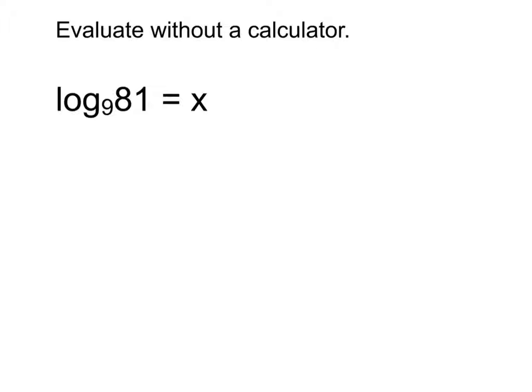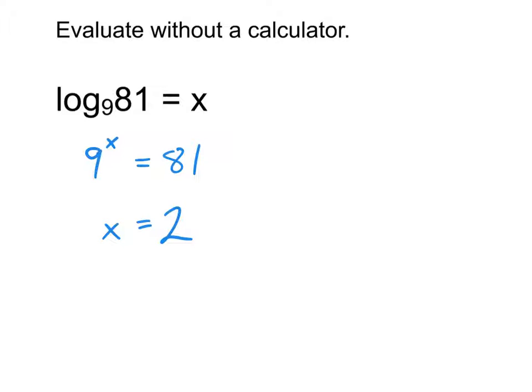And a great way to start is with the one thing we do know how to do with a logarithm, which is to write it in exponential form. So if I write this in exponential form, it's going to be 9 to the power of x equals 81. Well, 9 to the power of what does equal 81? It would be 2, because 9 squared is 81.